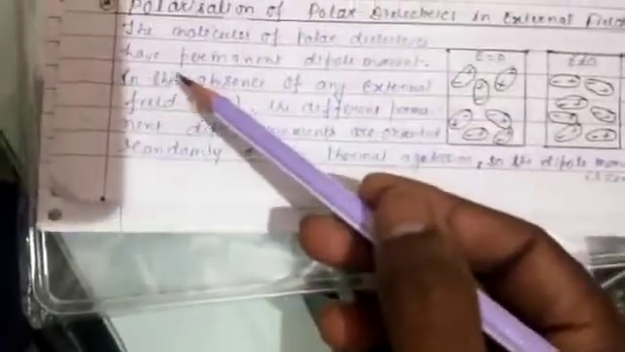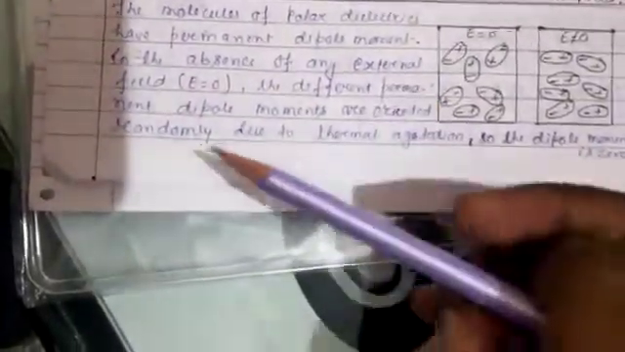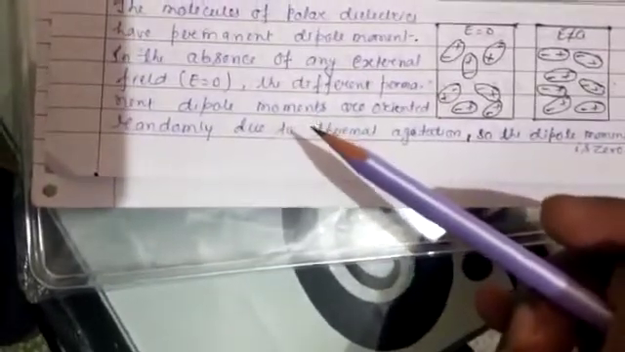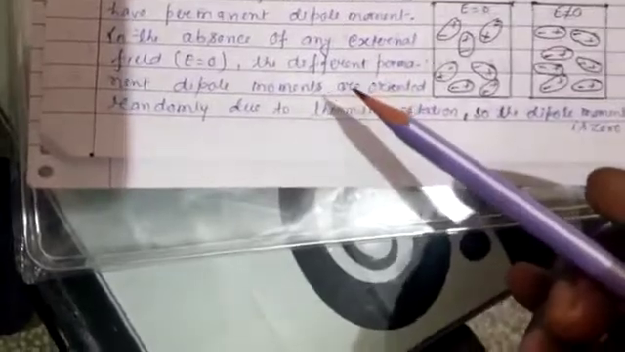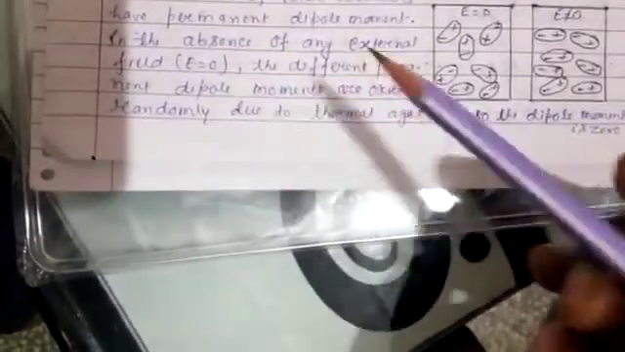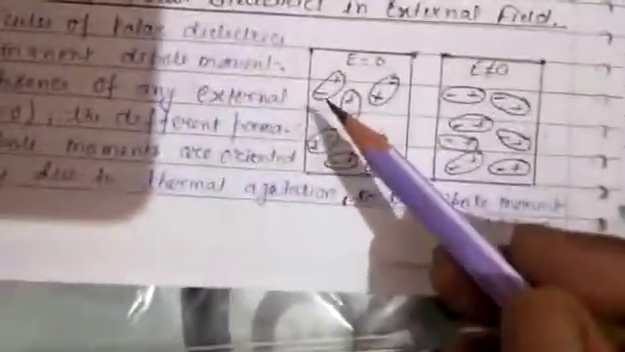Now we will come to know what will happen when a polar dielectric is placed in an external field. See now, the molecules of a polar dielectric have a permanent dipole moment in the absence of any external field, E equal to 0. They have different permanent dipole moments, and they are oriented randomly due to thermal agitation, so the net dipole moment is 0.